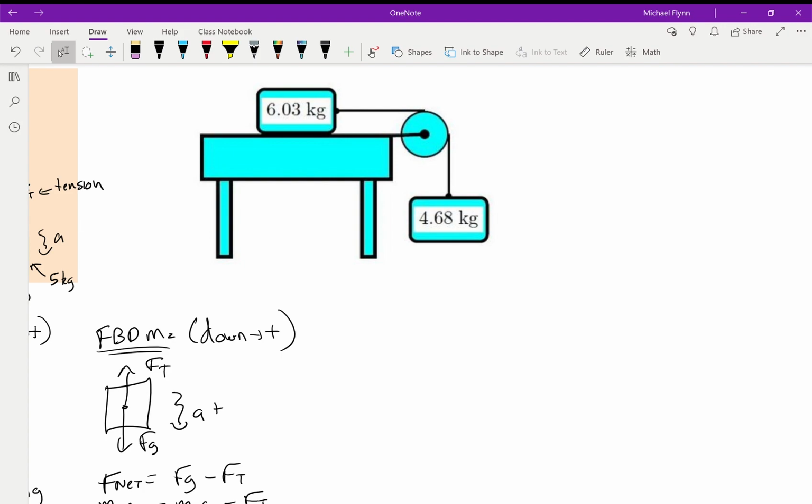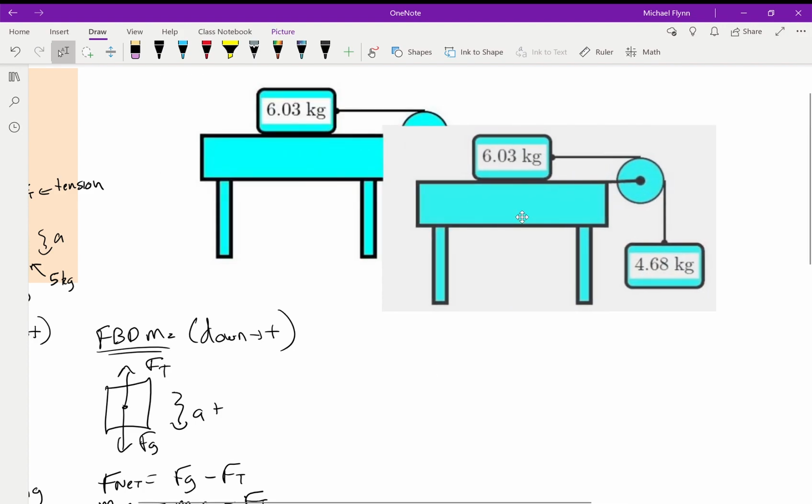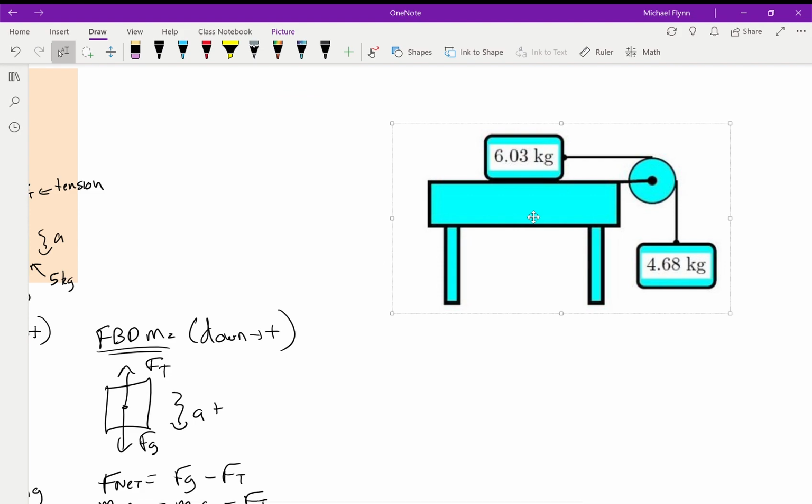that has to do with a box that is on a table. Okay, so let me move that here. So here's a box that's on a table. There's a pulley over the edge of the table. Okay, and then there's another box that's hanging over the edge.